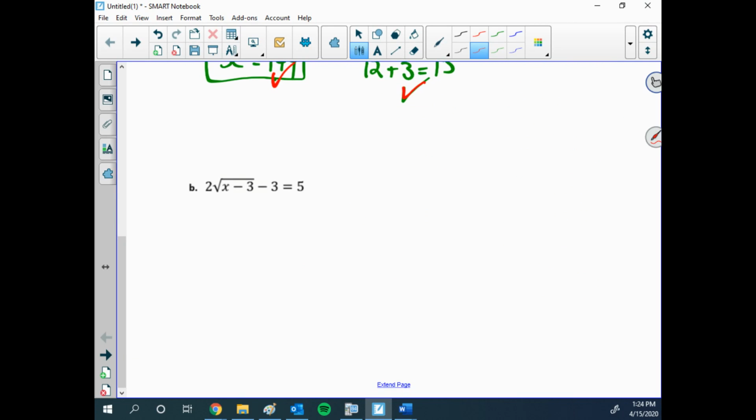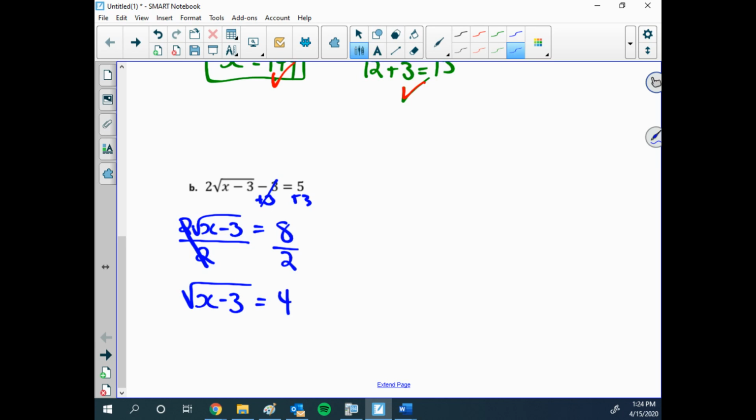All right, here's another one. Let's follow those steps. First thing I need to do is isolate the radical, so I will add 3. Now I have 2 root x minus 3 is equal to 8. This is 2 times that radical, so I will divide by 2. Now I'm left with the square root of x minus 3 equals 4.